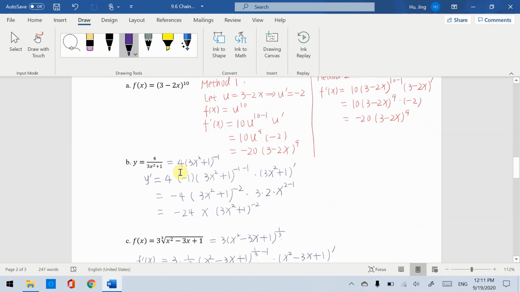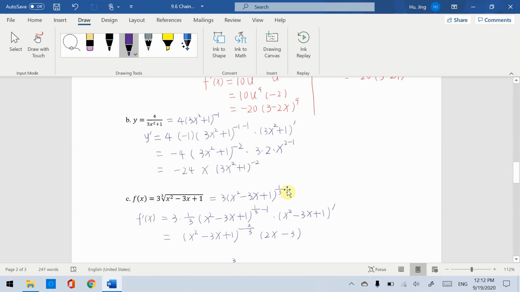And the next question, first we change the denominator to the exponent, so it's a negative power. And you could try method 1, let u equal 3x squared plus 1. Here I just use the second method, so negative 1 jump down, and negative 1 minus 1, then this derivative. So here is 6x, right? So negative 24x. Then here is negative 2.